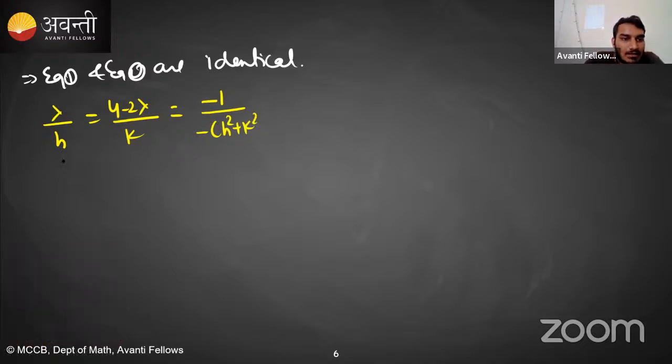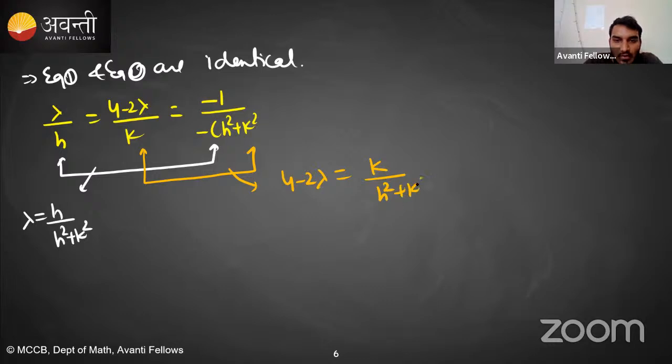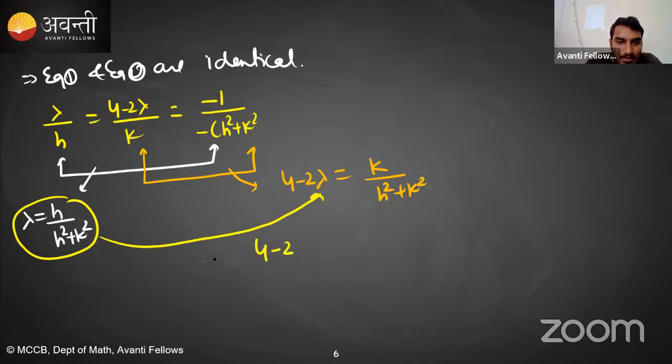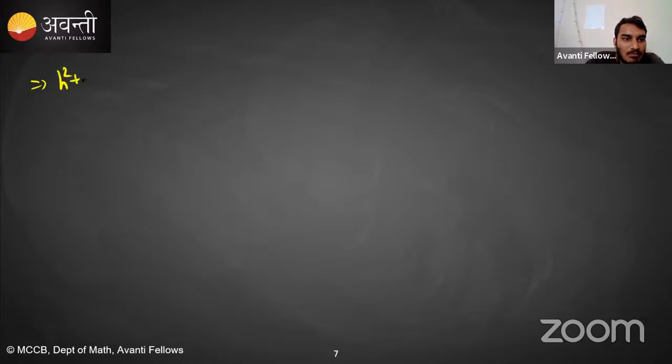So students, now you just have to find the locus. First compare this. When you compare this, what will you get? Lambda is equal to h upon h square plus k square. Yes or no? And when you compare this, what will you get? 4 minus 2 lambda is equal to k upon h square plus k square. But lambda is h upon h square plus k square, so now substitute this value of lambda here. What will you get? 4 minus 2 times h upon h square plus k square is equal to k upon h square plus k square. How much did it come? This is nothing but 4 is equal to 2h plus k upon h square plus k square. So from here cross multiply. So you are getting h square plus k square is equal to 2h plus k by 4.